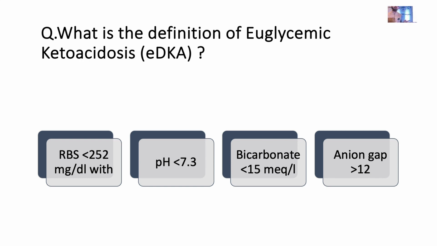Anion gap, by definition, is sodium plus potassium minus bicarbonate plus chloride. Some definitions don't use potassium, so you can skip potassium. So it's sodium minus bicarbonate plus chloride. Typically, the anion gap should be less than 10. Anything more than 12 is considered significantly high, and you would have heard the term high anion gap metabolic acidosis.